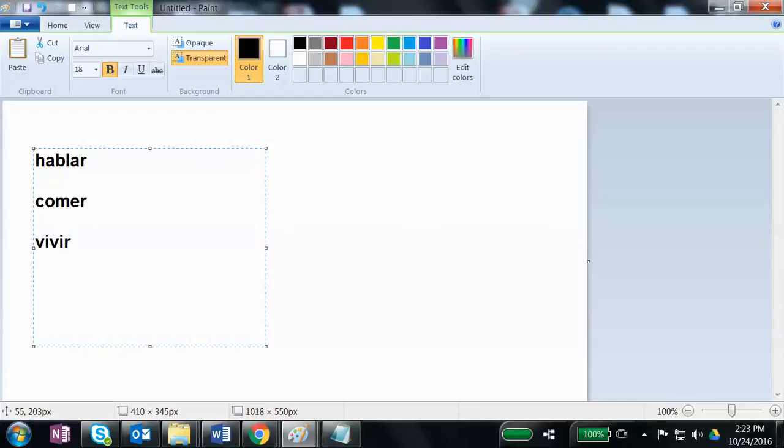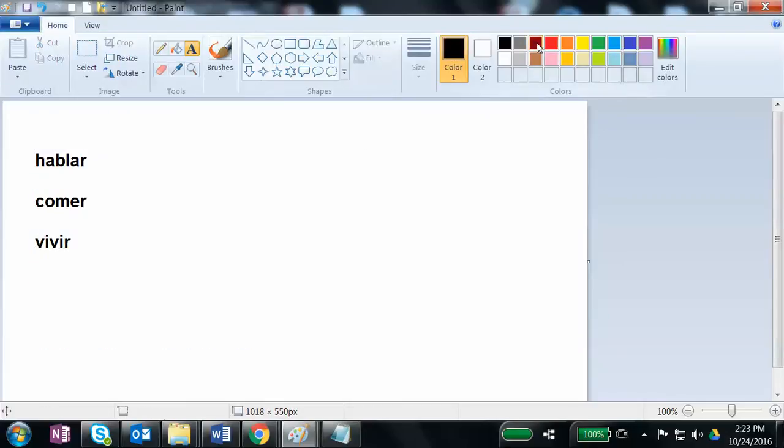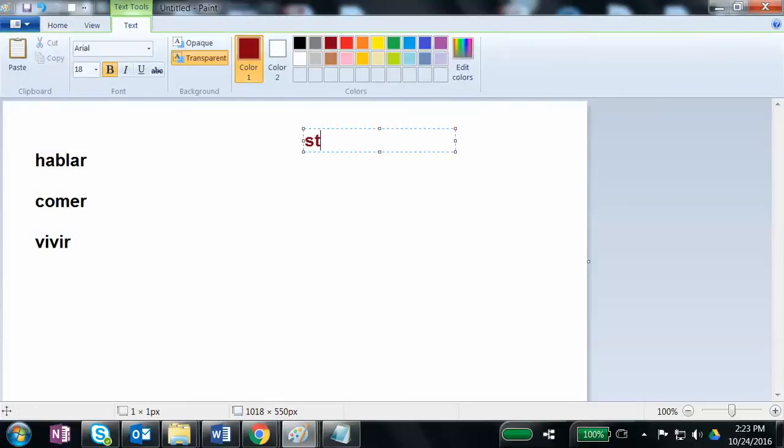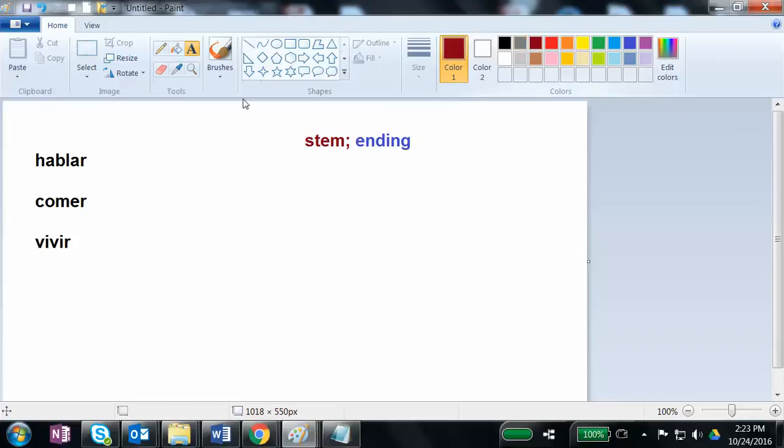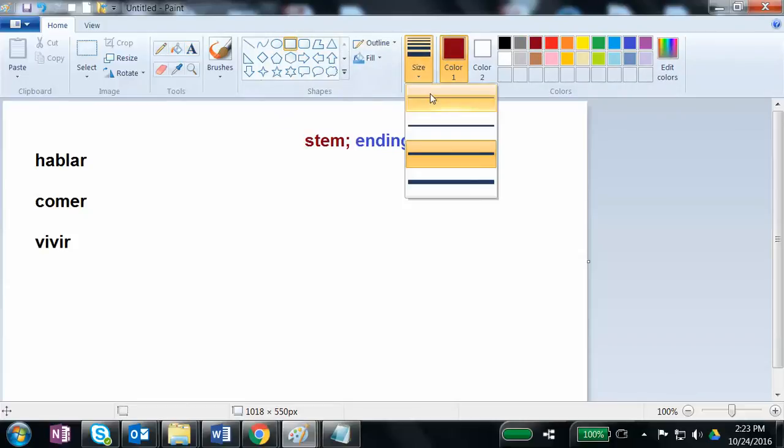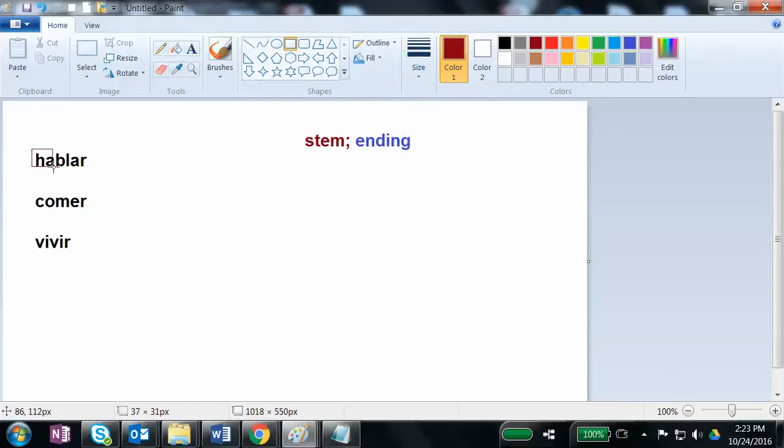There are two parts to our verb. There's the stem, this is the stem, and then we have the ending. So in each of these verbs, this is their stem. This stem, this part right here, tells us what's going on with the verb.